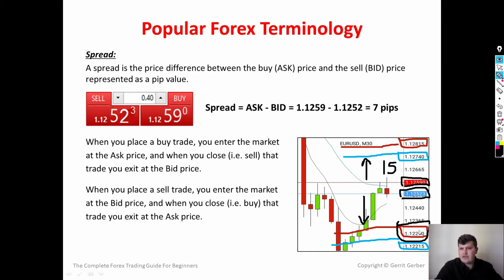So that is then a decrease of, that's 30, 20, 23 pips. So you made 23 pips then on this trade.